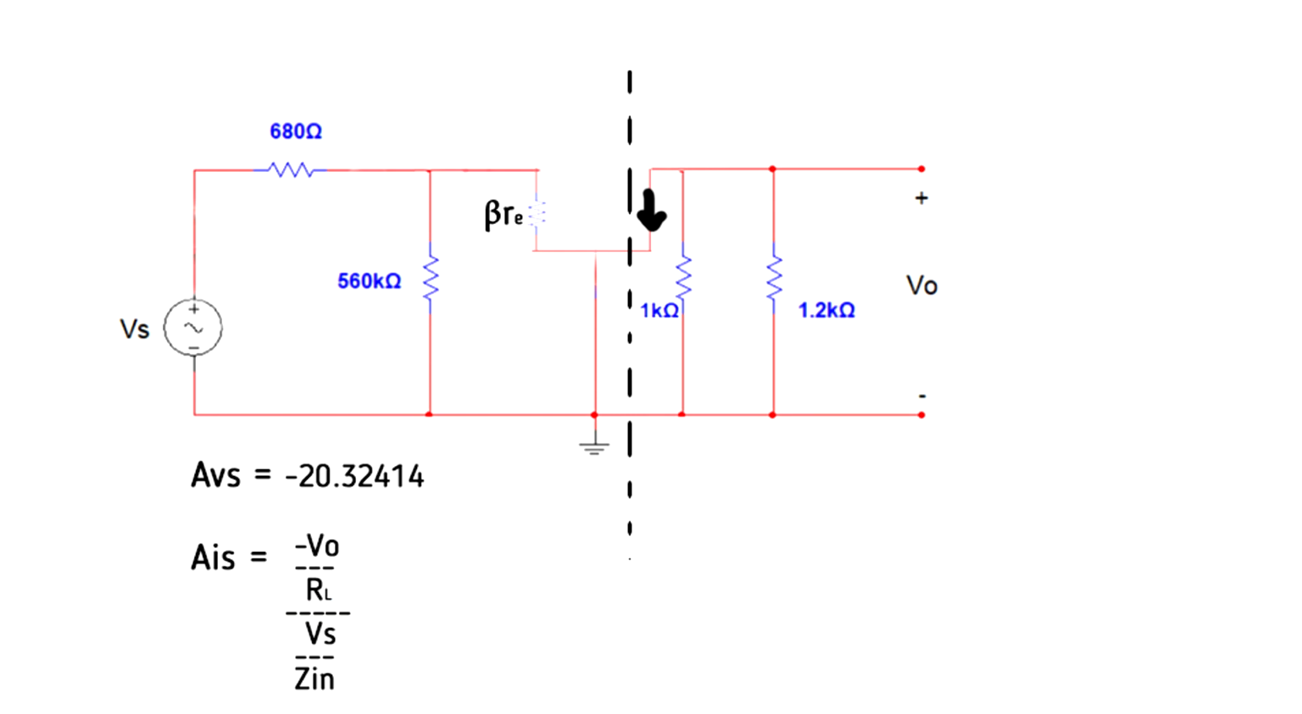Now we rearrange the values, and the result is negative VO over Vs times Z in over RL. VO over Vs is the formula for AVS, so we can simplify this further. Substitute all the necessary values and you will get AIS is equal to 44.8419.